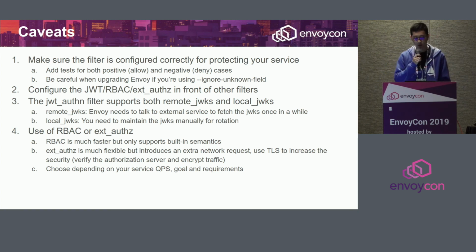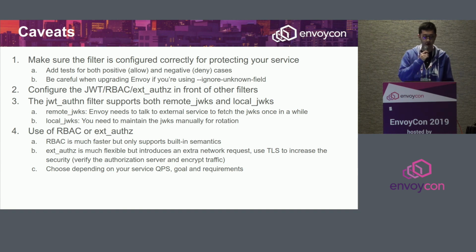Next, the JWT authentication filter supports both remote JWKS and local JWKS. They both have cons and pros. For example, with remote JWKS, Envoy will fetch the JWT public key for you from the external service, but it will introduce some additional latency. If you use local JWKS, you need to maintain the JWKS rotation and fetch it manually.